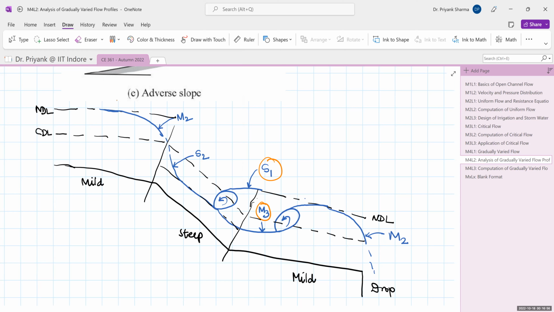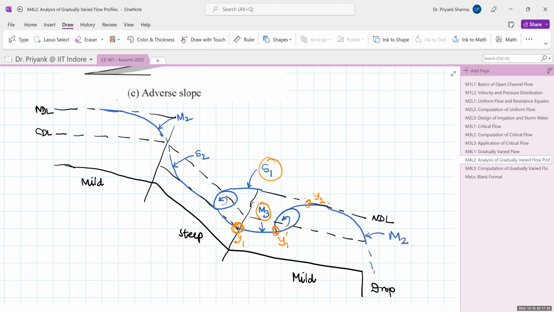So we have studied conjugate depths. For a hydraulic jump to form, this depth should be conjugate to this depth, then only the jump will form. So if not, then it is moved ahead such that these depths are conjugate to each other. So let us say if this is y1 and y2, if at all they are conjugate, then the jump will form here. If not, then there is a new depth y1 dash which is conjugate to y2, then the jump will form at this end. So it depends upon the availability of conjugate depth.